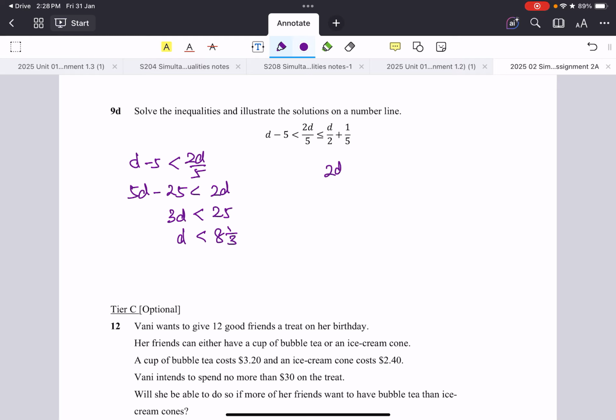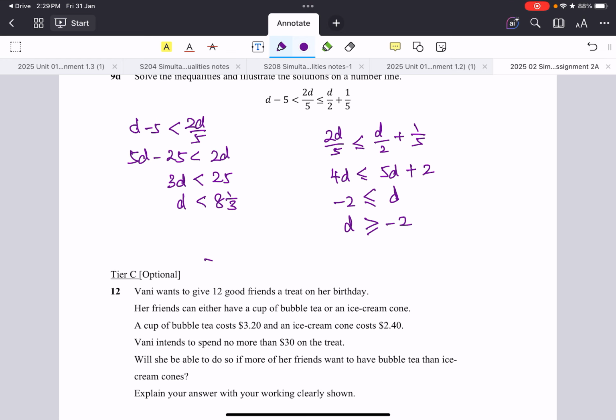On this side, 2D over 5 is less than or equals to D over 2 plus 1/5. So if I multiply by 10 throughout, 4D is less than or equals to 5D plus 2, right? Let me just double check, times 10, times 10, and times 10. Right, that's about right. So that means D is greater than or equals to -2.